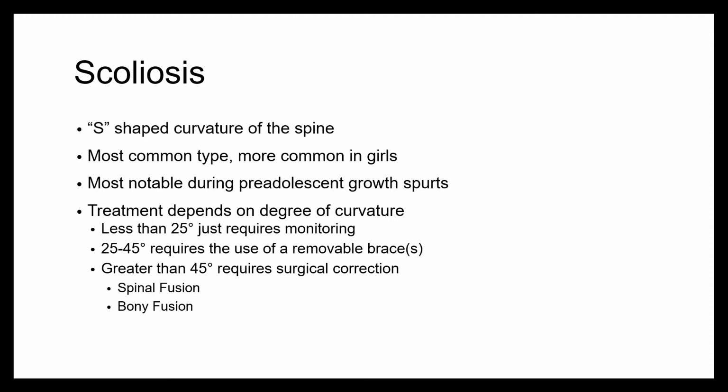In the most significant curvatures of the spine, those greater than 45 degrees, it does require surgical correction to keep the scoliosis from worsening and to straighten out the back. A couple of surgical procedures that they would use are the spinal fusion and the bony fusion. With the spinal fusion, this involves internal fixation with the placement of rods into the vertebral column, and the bony fusion involves the placement of donor bone, usually from the iliac crest, to fuse the spine.